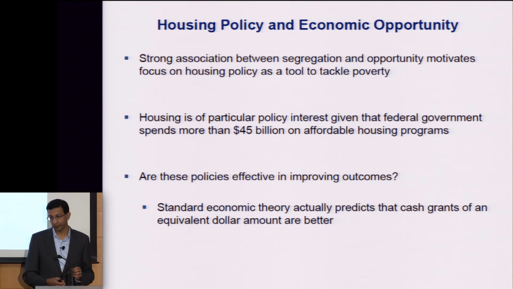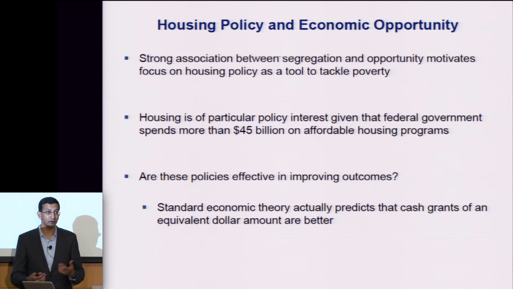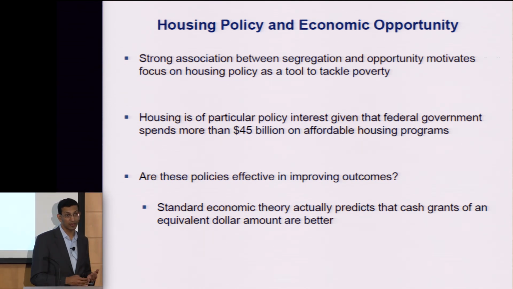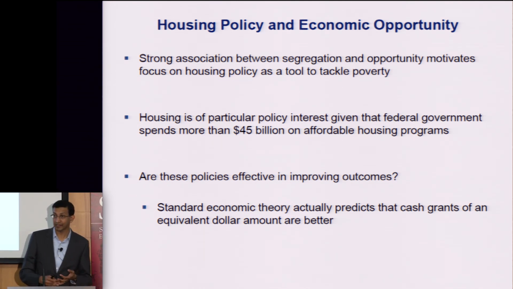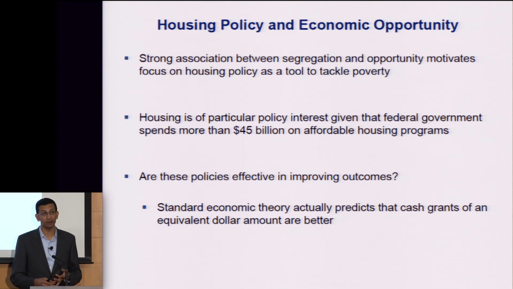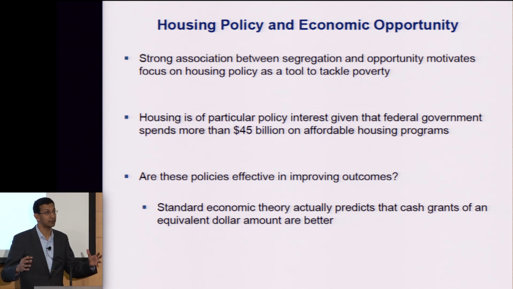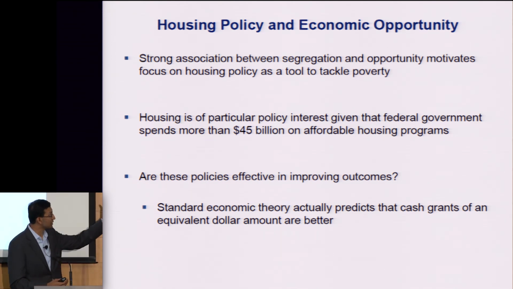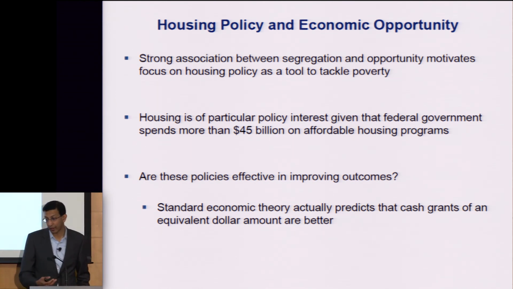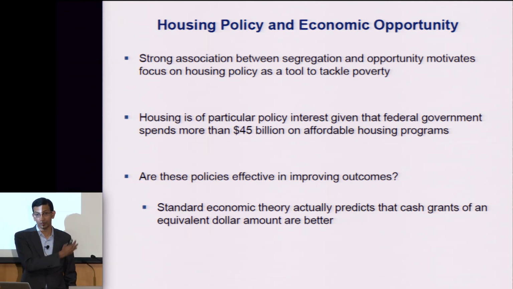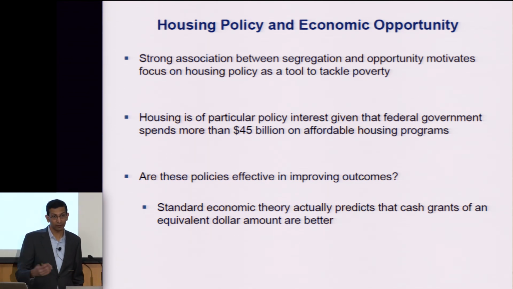Housing, I think, is of particular interest, given that we already spend a lot of money in the federal government on various affordable housing programs. So roughly $45 billion on things like Section 8 housing vouchers, the low-income housing tax credit for developers to build affordable housing, public housing projects, and so forth. So we have this panoply of programs trying to provide affordable housing, and so especially given that expenditure, I think thinking about whether those policies are effective in improving outcomes and how they can be better structured to maximize economic opportunity in light of the evidence we've seen is a very important thing to do.